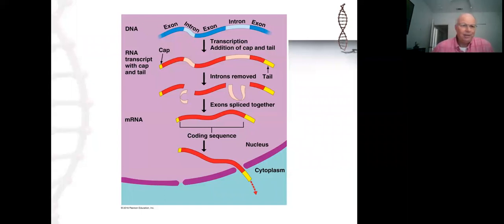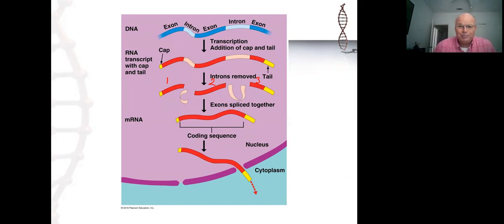splice all the exons together. They may leave some out. And they may not necessarily splice the exons together in the order in which they occur in the transcript. So if I put numbers here and say that this is number 1, number 2, and number 3, they may not necessarily get spliced together in that order, 1, 2, 3. They may get spliced together in a different arrangement, 2, 3, 1, or 2, 1, 3, or 3, 2, 1, or 3, 1, 2. Any number of possible combinations can occur.